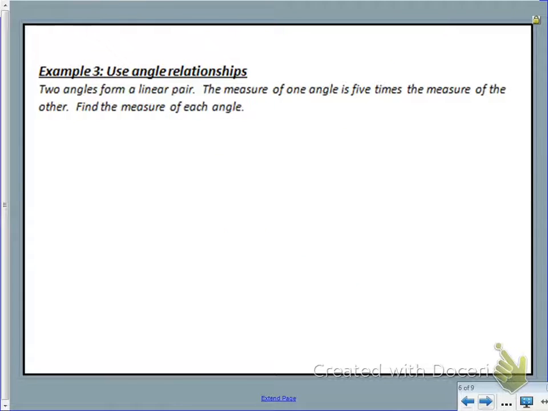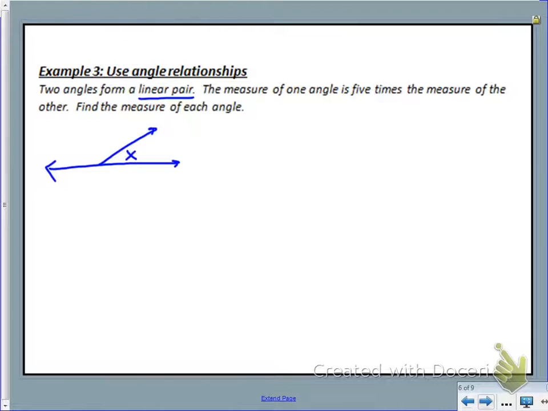All right, example 3 says to use angle relationships. Two angles form a linear pair. So the key here is linear pair. Pair means two angles, and linear means that those two angles form a line. So in other words, those two angles are going to be supplementary, or adding to be 180 degrees. It says the measure of one angle is 5 times the measure of the other. In my opinion, I would start with a picture here. So I have two angles forming a line. Those two angles make a linear pair. But it says one of them is 5 times the measure of the other.